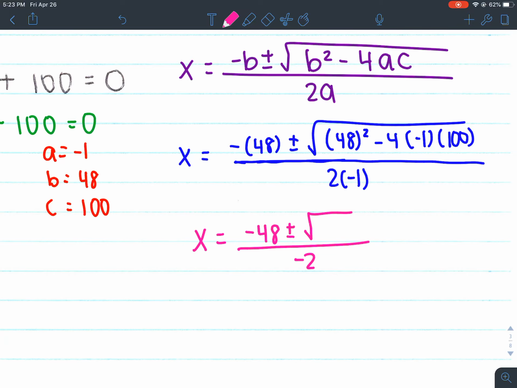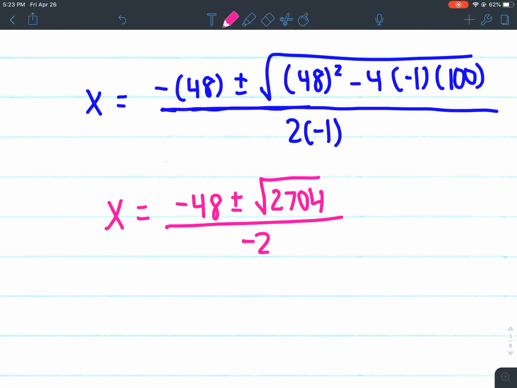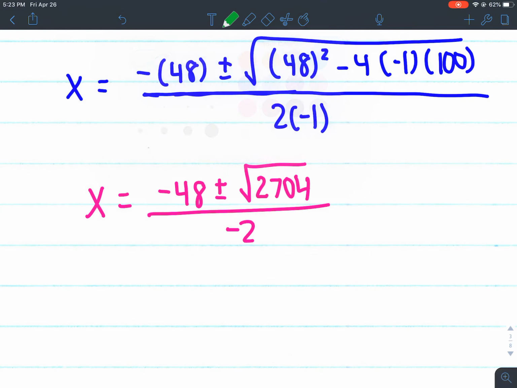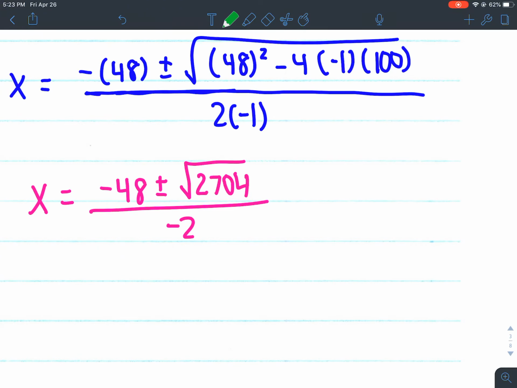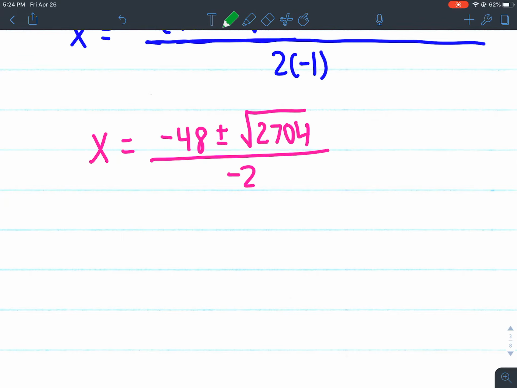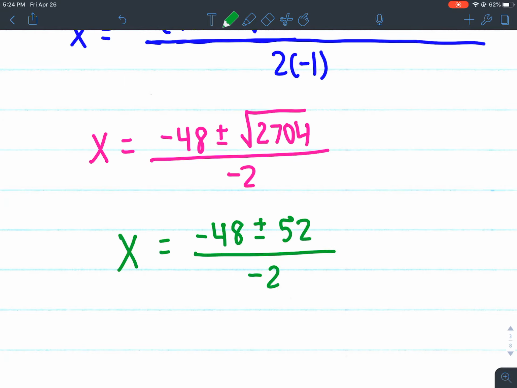Yeah, so it's 2,704. Okay, so I simplified all that was under that square root. And you're like, whoa, okay, I don't know how to simplify this radical. Well, you should always check to see if it's a perfect square. So always type in square root of whatever you have to see if it's a perfect square before you try to simplify. So if you type in square root of 2,704, you actually get out 52, because the square root of that is 52. So you have x equals negative 48 plus or minus 52 over negative 2.